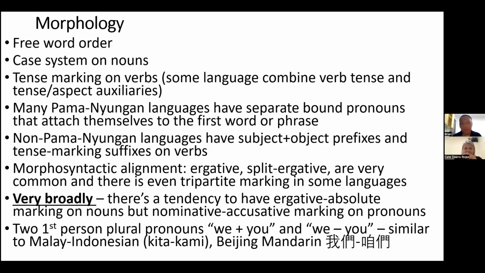Very, very common throughout Australia: first person plural pronouns have two forms, we including you and we excluding you. Like in Indonesian and Malay, we say kita and kami. In Mandarin, in some dialects, 我们, for example. If you speak Tamil, it's nama and nanga. So that kind of difference is found throughout Australia, very common.